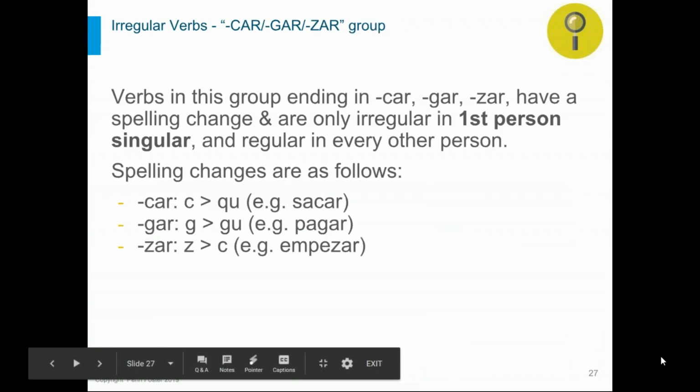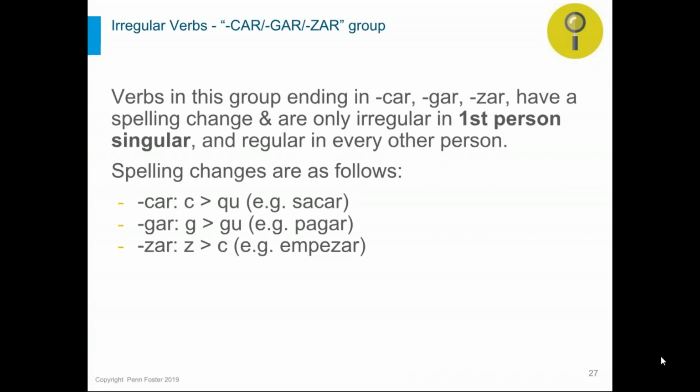Okay, and our final irregular verb group within the preterite tense would be the car, gar, and zar group. All right, any verb that ends in car, gar, or zar would fit into this category. And what happens here is you have, again, a bit of a spelling change. But for this particular group, the spelling change, the irregularity, only occurs in first person singular, which means the rest of the conjugations are regular, and they would follow the regular rules that we started our discussion on verbs with much earlier throughout this webinar.